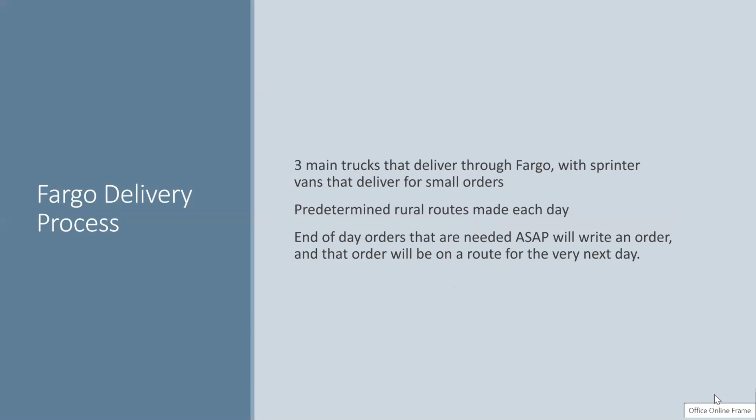The Fargo warehouse delivers to the local FM area using three main trucks, each with their own individual sections of the town to deliver to. With smaller short-time orders, the warehouse will use sprinter vans to make sure they can deliver as soon as possible. For the rural routes, they run the same route each day, either forwards or in reverse, whichever the driver thinks is best for that day. Orders at the end of the day, for as soon as possible, will write an order and then will be on the route the next day.